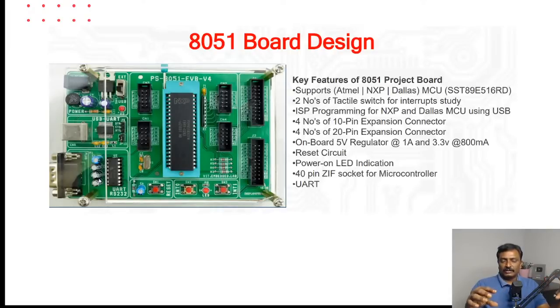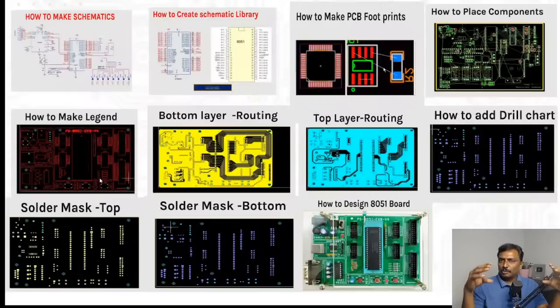So we'll be going through how to make schematics, how to create a schematic library, how to make PCB footprints, how to place components, and how to make a legend. It's a 2-layer board, so how to do top layer routing and bottom layer routing, how to add drill shots, and how to create Gerber layers. Finally, how to fabricate the board. These we will be covering in the 10 days, from day 21 to day 30.